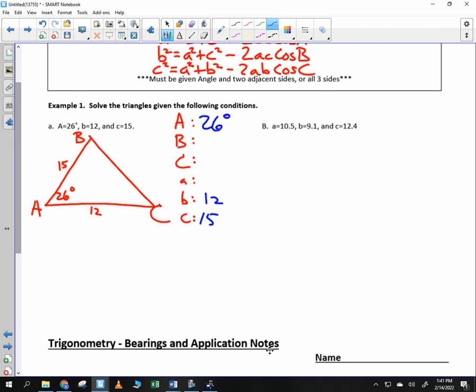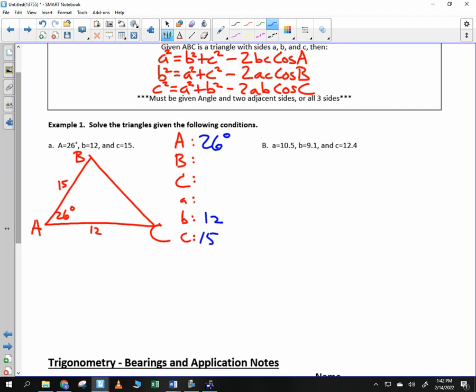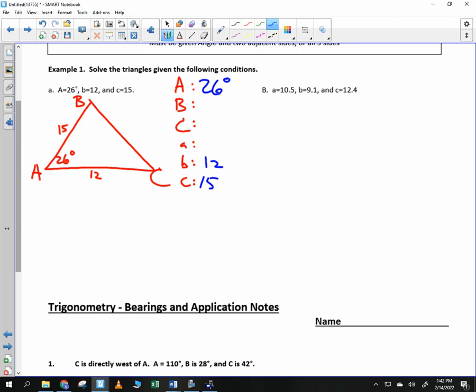So can somebody tell me what is the next piece I want to find? Why? Because I have angle A, I want to find an angle and its opposite side, because then you get to use the law of sines, right? And that's easy. So we want to find side A. So which formula up here do you think I should use? A squared. Let's write it out. A squared equals 12 squared plus 15 squared.